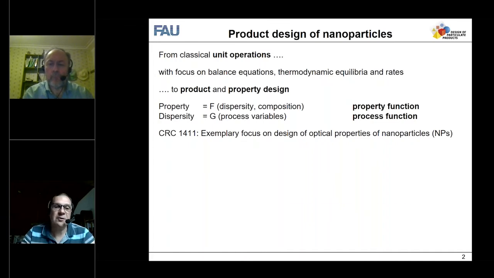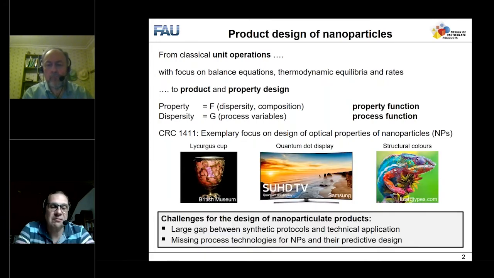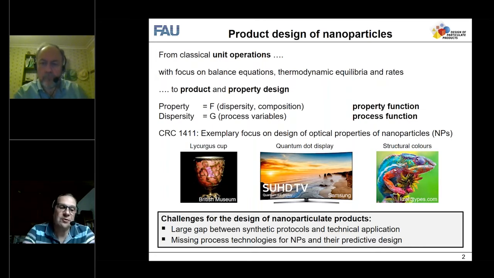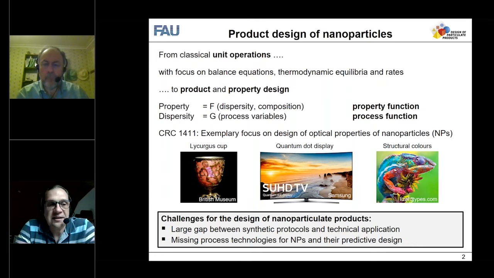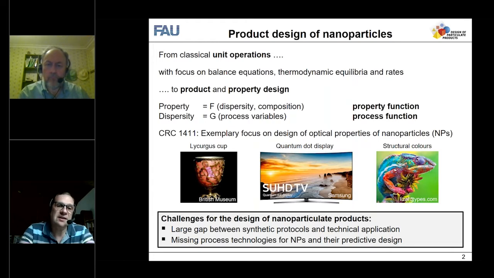And the particles we are looking at will have properties which are mainly optical properties, and we try to tune these optical properties not by synthesis but also by the pre-processing. And when we started the CRC, we realized that there are certain challenges in the design of nanoparticulate products, and in particular that there is a large gap between synthetic protocols for the synthesis of a rather small amount of nanoparticles typically, and a technical large-scale synthesis, and also the technical application of nanoparticles.